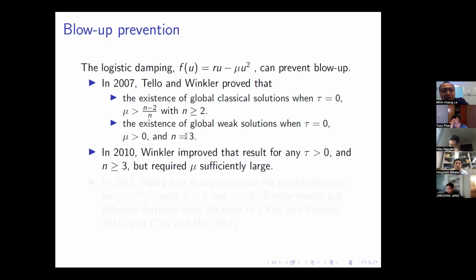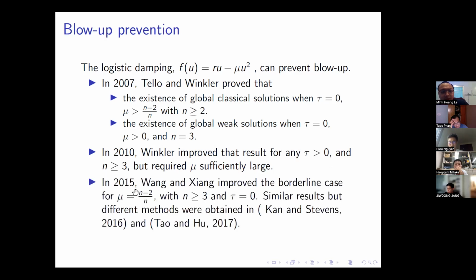And later they improved that. Winkler improved that result for the fully parabolic system. He found that when tau is bigger than 0 and n is bigger or equal to 3, and mu sufficiently large, the solution remained bounded. But what exactly is the value of mu? That was an open question until 2016, right?